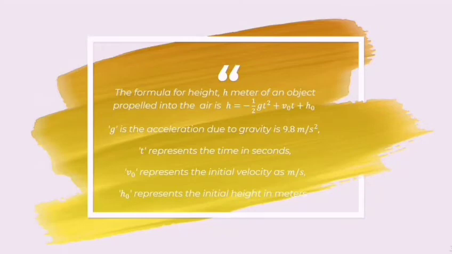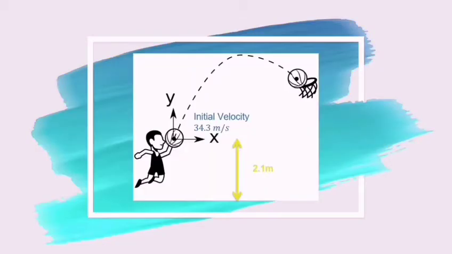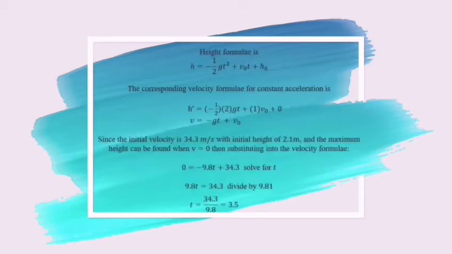The formula for the height h in meters of an object propelled into the air is h equals -1/2 g t squared plus v naught t plus h naught. g is the acceleration due to gravity, which is 9.8 meters/second squared. t represents the time in seconds, v naught represents the initial velocity in meters/second, and h naught represents the initial height in meters. Here is the diagram drawn from the information given in the question.